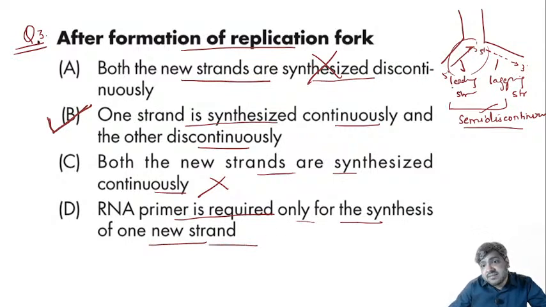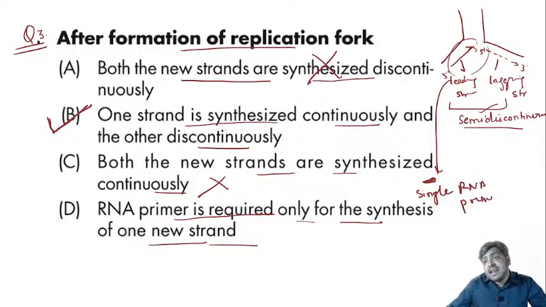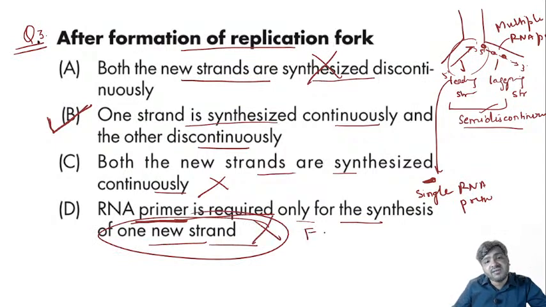RNA primer is required only for the synthesis of one new strand. No, the leading strand also needs an RNA primer. A single RNA primer is required over here, and in the lagging strand, multiple RNA primers are required. You already know that we have multiple RNA primers. So RNA primer is needed in both strands, not only one strand. So this statement is also false.